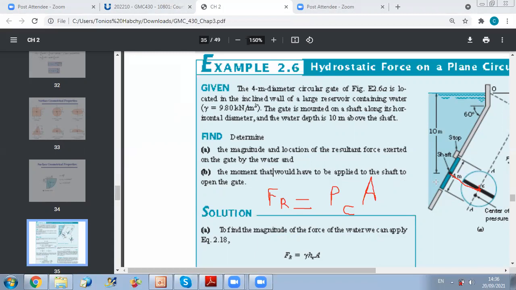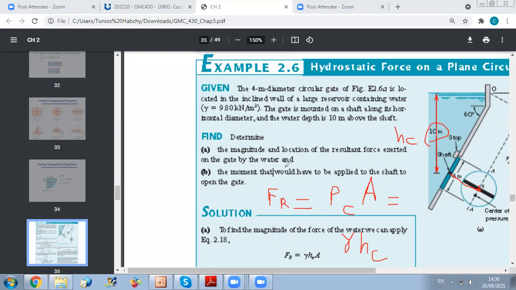So this depth is given in the problem. It's equal to 10 meters. Since I know the value of the depth, I can simply find the resultant force. Since we neglected P0, we can write it as the pressure at C, gamma of the fluid times the depth of water, HC. Here, HC is 10 meters. And now we got the magnitude of the force.